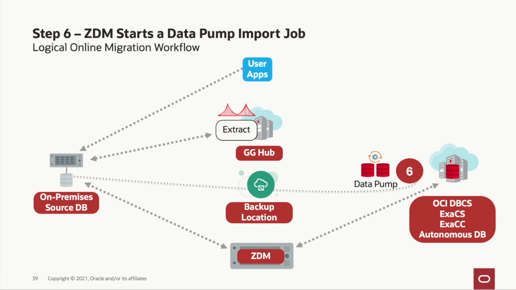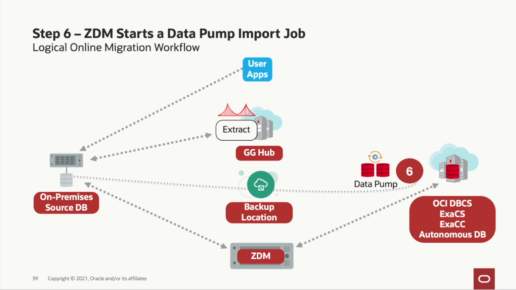Now, the next step, of course, is for ZDM to start a Data Pump import job on the target that will leverage the dump files that were exported to the backup location to instantiate now a target database in the cloud. But let's step back a second and talk about different targets. If you're migrating to an Autonomous Database, then this step is exactly as this. ZDM starts a Data Pump import job at the target database, the Autonomous Database, and then imports the dump files and instantiates a new database in the cloud.